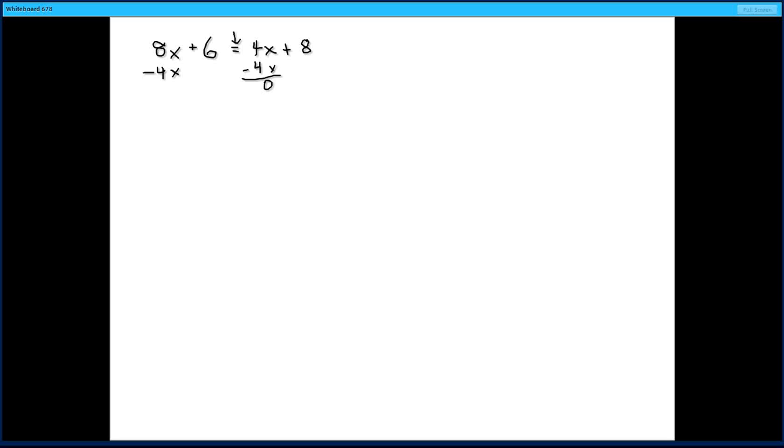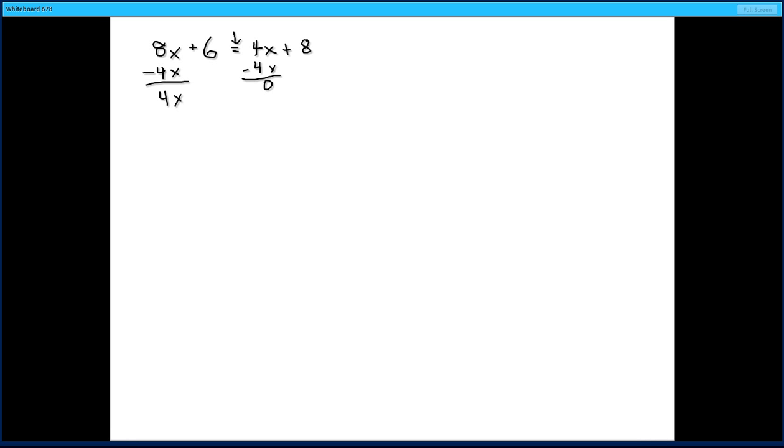So if we subtract 4x on the right side, we also have to subtract it on the left side. And we are left with 4x. 8x minus 4x equals 4x. Now we have to subtract the 4x from the 8x because those are the like terms. We cannot subtract it from the 6. Those are not like terms.